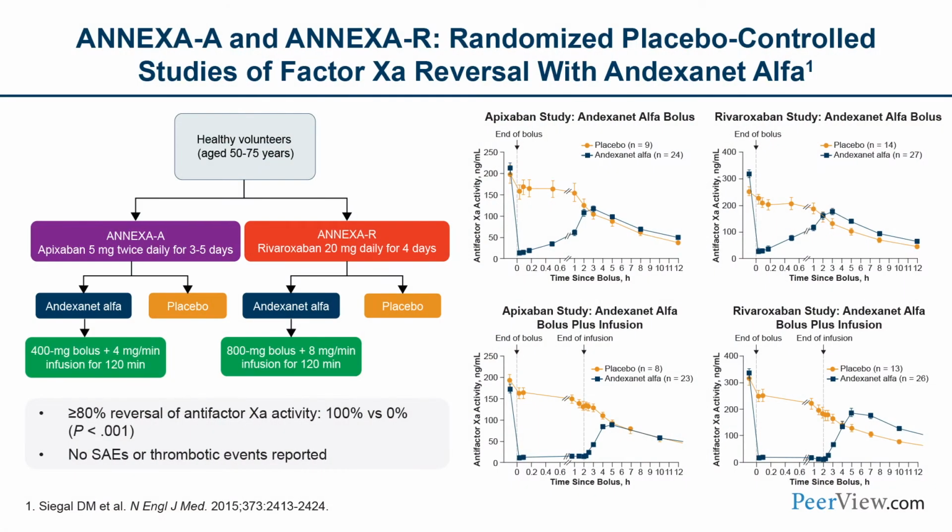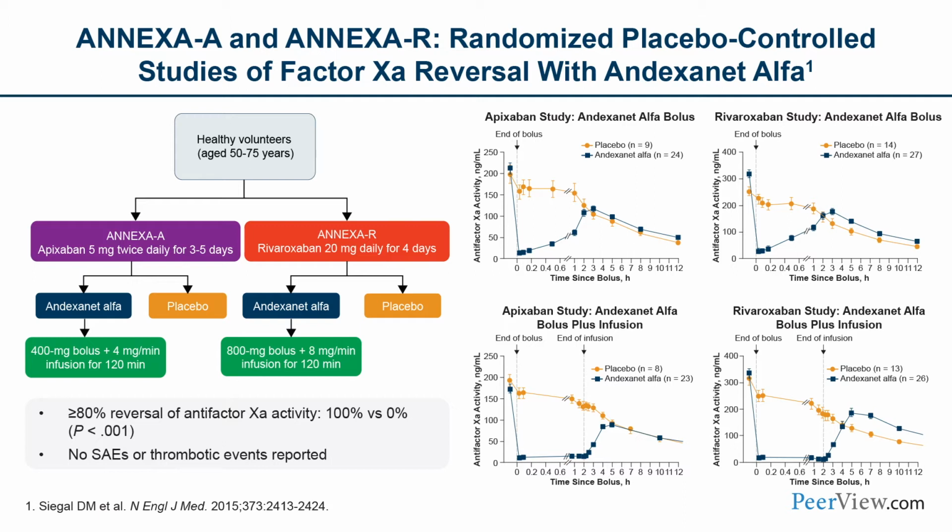And you can see here that in the ANNEXA-A trial, ANNEXA-A for apixaban, ANNEXA-R for rivaroxaban, in adults 50 to 75 years old, we had the same effect, very rapid drop in anti-10A activity, which is a measure of the inhibitor. And then a somewhat rise at 4 hours back to what you see in the placebo group. It's not necessarily a rebound, it simply illustrates this fairly short half-life of the reversal agent, which is given as a bolus and a 2-hour infusion, and by 4 hours you sort of see the andexanet going away.